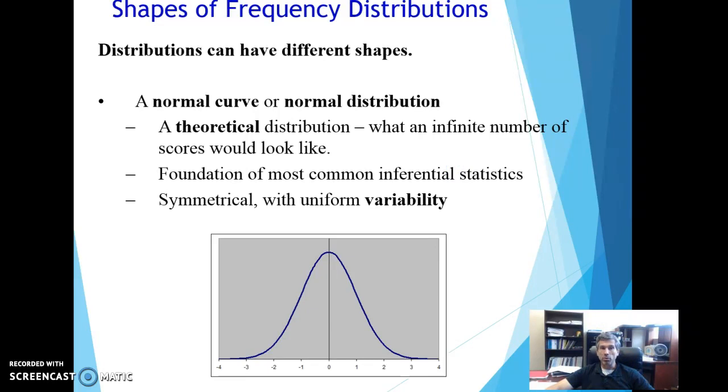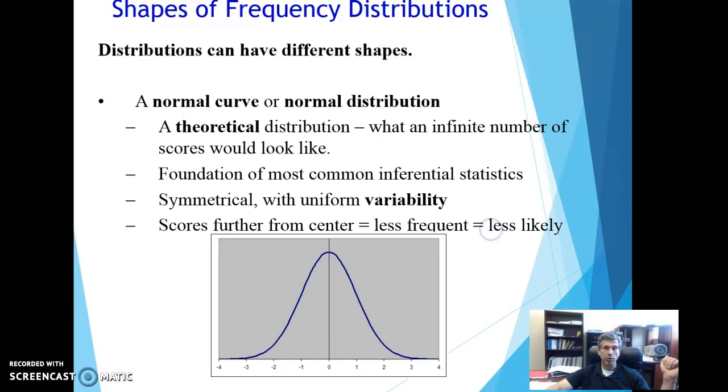So it's unimodal, as we've already mentioned. It's symmetrical. There's uniform variability. What that means is that scores fall off on the left side of the peak in exactly the same way they fall off on the right side. We're going to need more on that variability later, but for now just know that it varies exactly the same for the scores below average as it does for those above it.